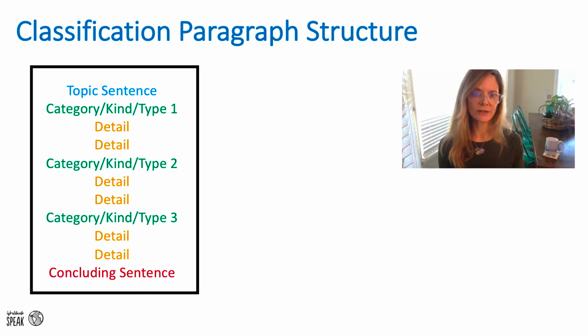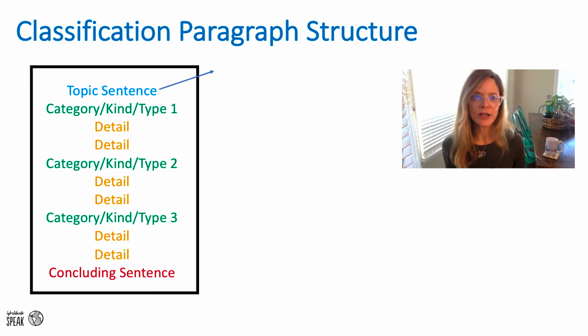Okay, so here is just a very general outline of what the structure of a classification paragraph looks like. So we have the topic sentence, and then we explain the first type, we give some details, we explain the second type, we give some details, we explain the third type, we give some details, and then we have a concluding sentence. Now, you probably want to have at least three groups that you're talking about, and for sure you want to have a couple of details that clearly explain what each of these groups looks like.